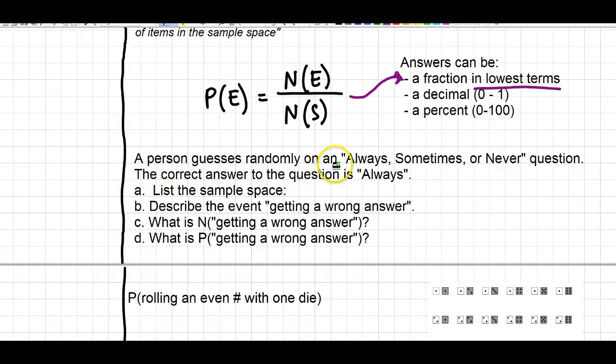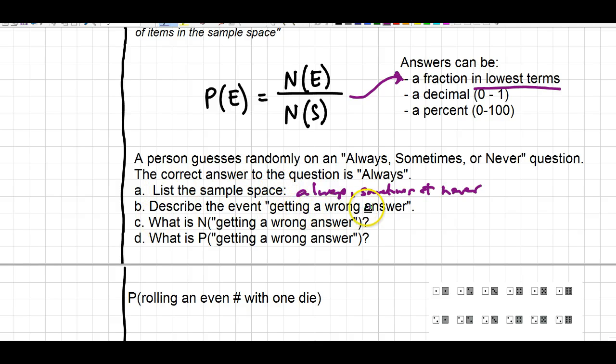If a person guesses randomly on a question that has always, sometimes, or never as the answers, and the correct answer is always the word always, list what the sample space would be. Remember that the sample space is all the possible outcomes. So the outcomes here are these 3 choices that they give us. Always, sometimes, and never. Those are the only possible outcomes in the sample space. So they're not asking you to give how many, they're asking you to list them.